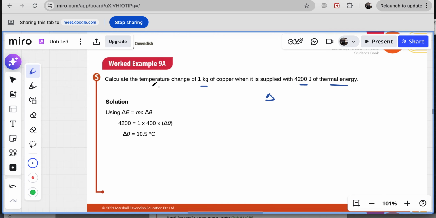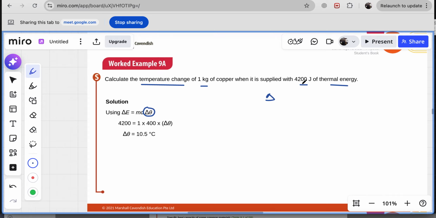So they give you the energy, but they want you to calculate the change in temperature. You must know what the question wants from you, and of what? Of copper. They didn't give us the specific capacity because this is a textbook question, so you go to the table and take the specific capacity of copper. You must list out the parameters that are given. We're going to use 400.